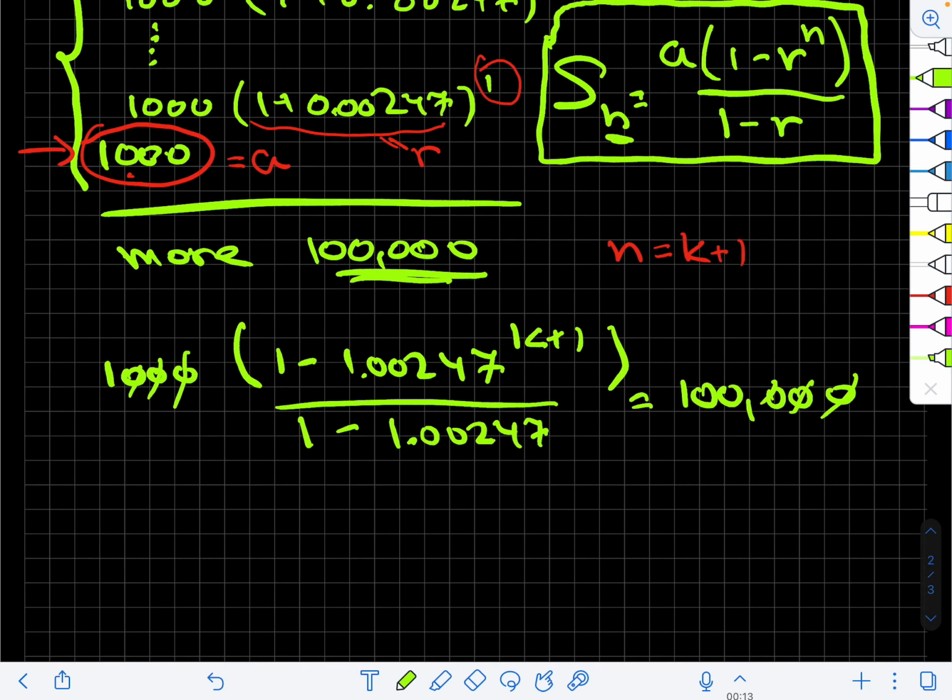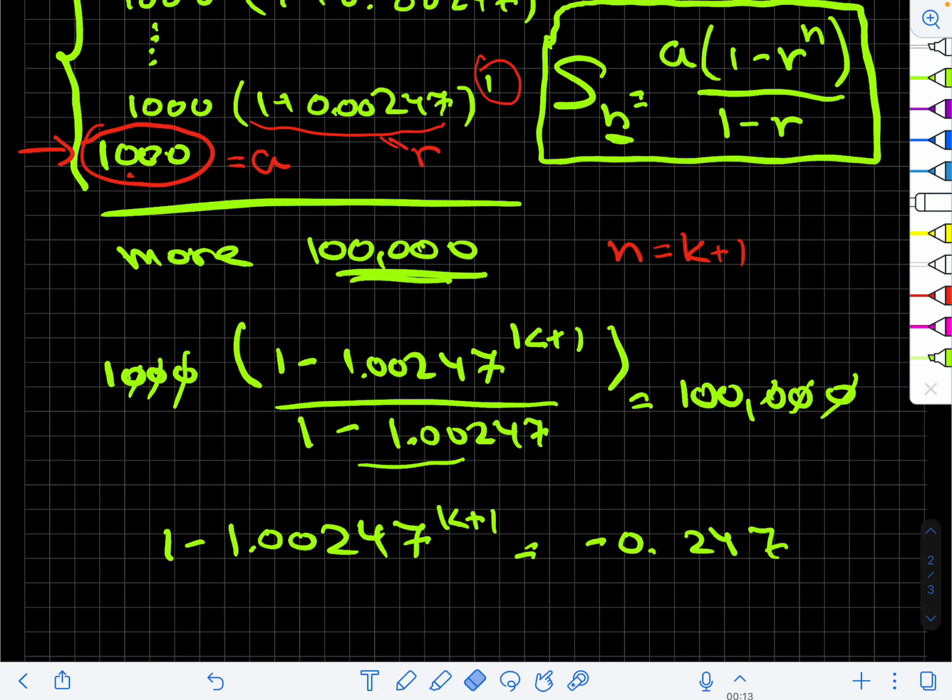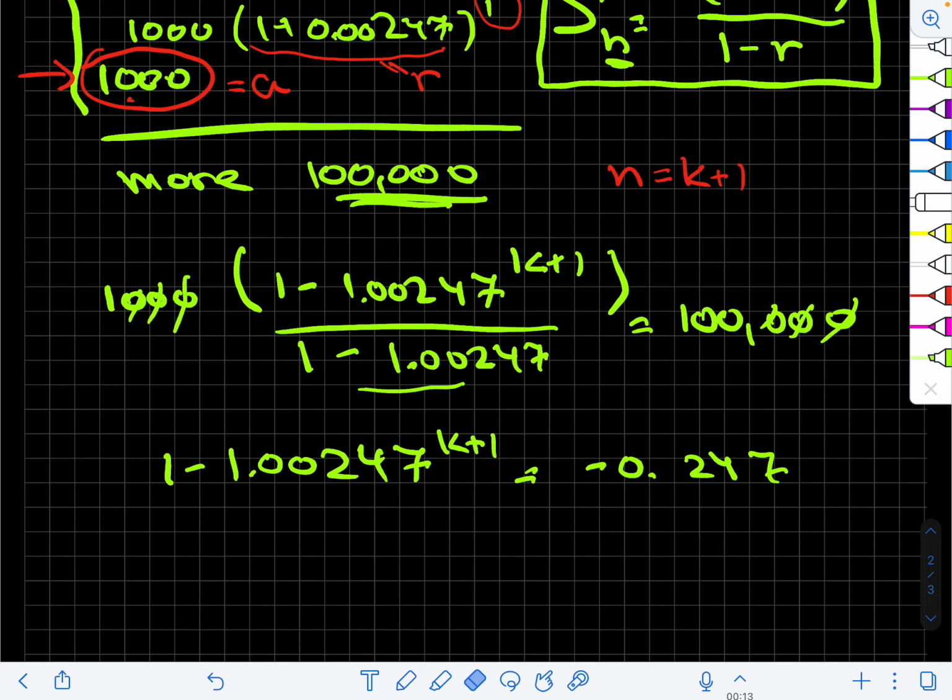So we can divide both sides by 1,000. That'll eliminate this. Now we can calculate the bottom here and multiply both sides by that number. So on the left hand side we still are left with this, the top, the numerator, and on the right hand side we have 100 times the difference. This is our number. Now we're going to rearrange. So I'm going to bring this to the left. I'm adding 0.247 to both sides.